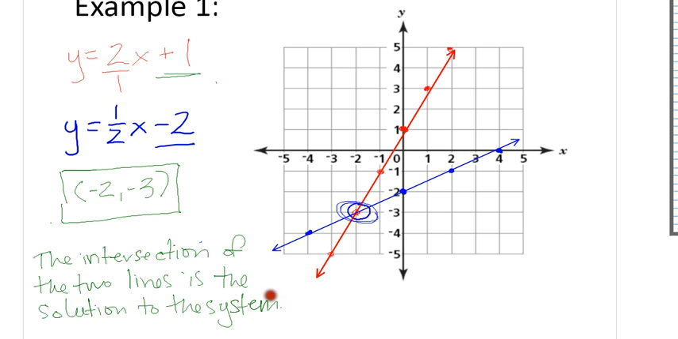Okay? Where the system, remember, is two or more lines together. So what that's saying is that that one point, that (-2, -3), is the solution to this system. We're going to talk more about exactly what that means here in just a second.